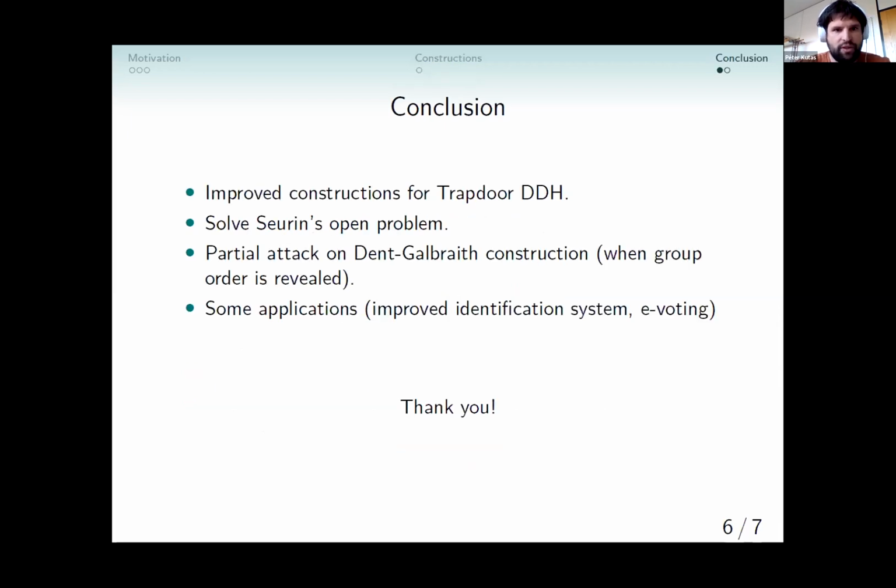So what we've done: we propose the new trapdoor DDH construction, which does solve Cerecedo's open problems. We also gave some partial attacks on Dent-Galbraith's construction when the group order is revealed. It's a partial attack, so it only forces us to increase the parameters slightly. And then we also gave some applications, so we managed to improve on an identification scheme proposed by Dent and Galbraith. And we also gave an application to e-voting, to say that one should avoid supersingular curves in that context. Okay, thank you.